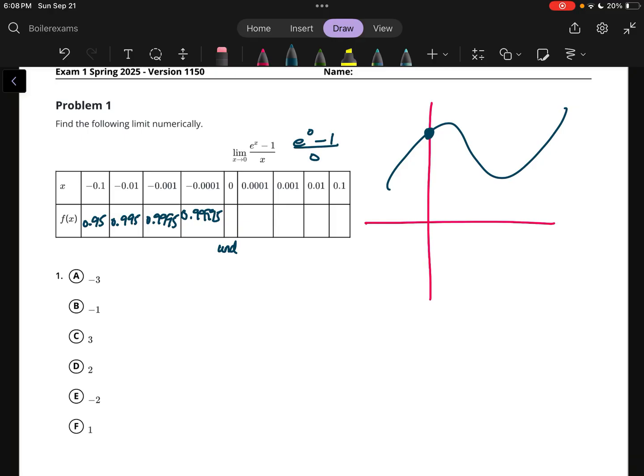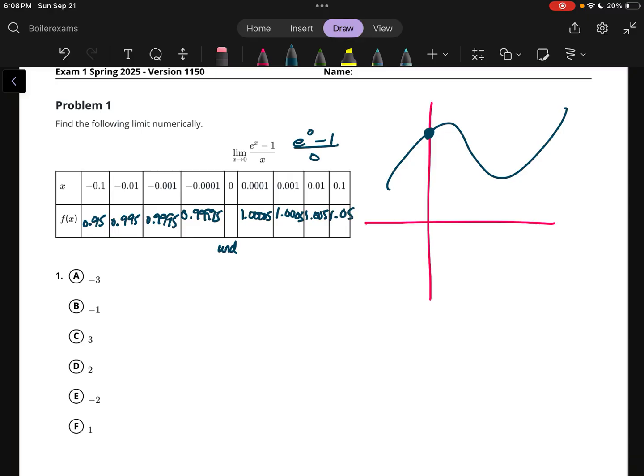And now we plug in all the positive numbers. 0.0001 is 1.00005. By this point, it should be clear what the limit is, because we can basically approximate the value of this limit by looking at what's on the left and what's on the right. This is 1.005, 0.01 is 1.05, and plugging in 0.1, we get 1.05.